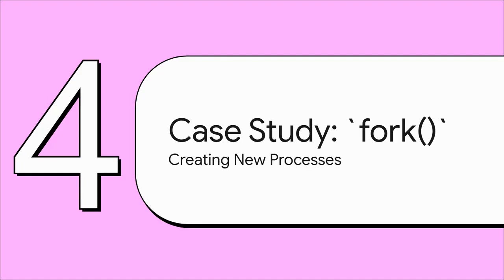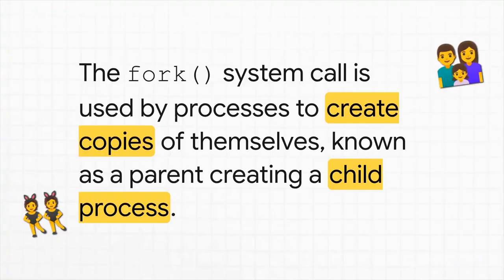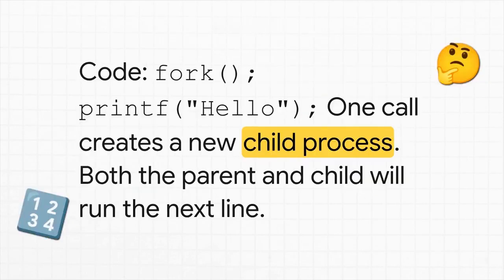This one little call is the main way new processes are born on systems like Linux and Mac OS. The idea behind fork is actually deceptively simple. When a process calls fork, the operating system creates a brand new process that's an almost perfect clone of the original. We call the original the parent, and the new one is the child. And then they both start running from the exact same spot in the code, the line right after that fork call.